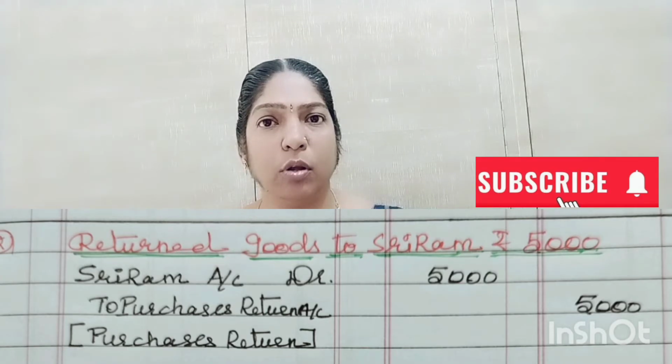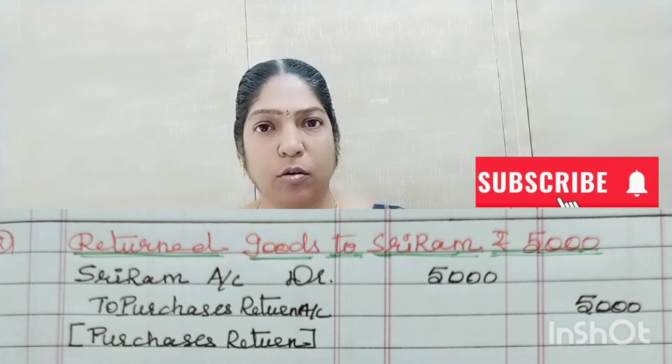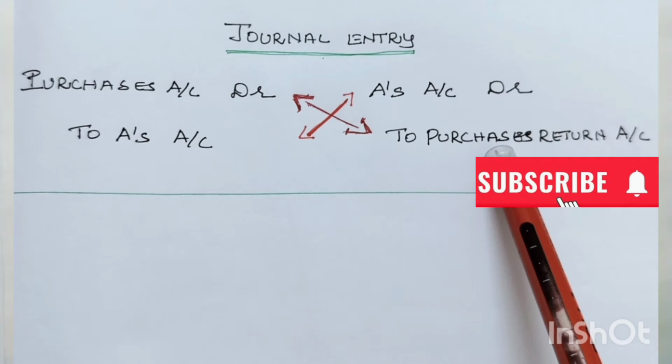Why? What is the rule? The purchases return account is just the opposite of the purchases account. See the purchases account: what journal entry did you pass? Purchases account debit to Sriram. What do you have to write in purchases return? Yes, it is just the opposite. Sriram account debit 5,000 rupees to purchases return account 5,000 rupees. Are you clear? What is the narration? It is simple: returned goods to Sriram.